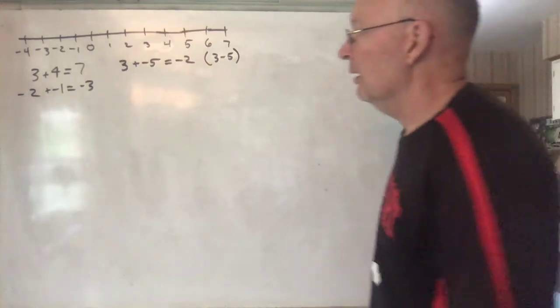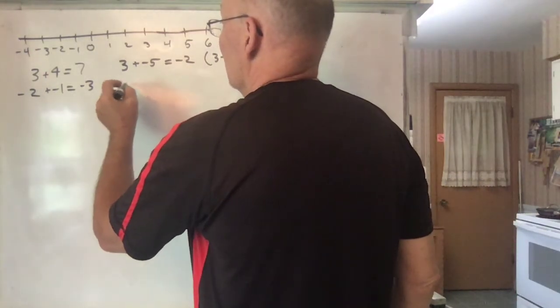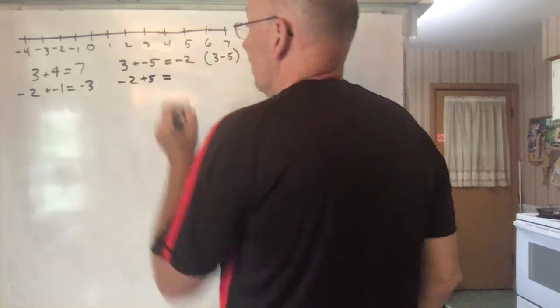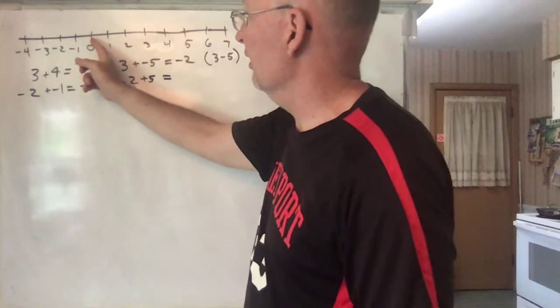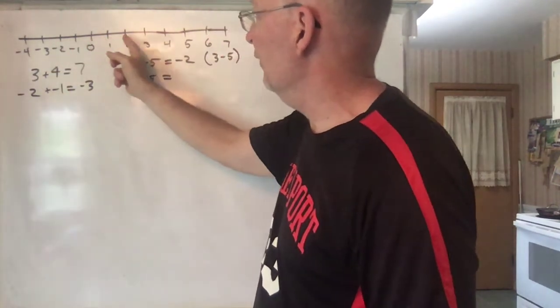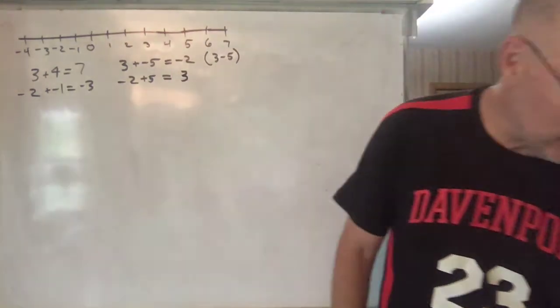If I have -2 plus 5, what's that going to give me? I start here, I first go -2, and then I add a positive 5, 1, 2, 3, 4, 5. I end up at 3. So that's just a matter of adding numbers.